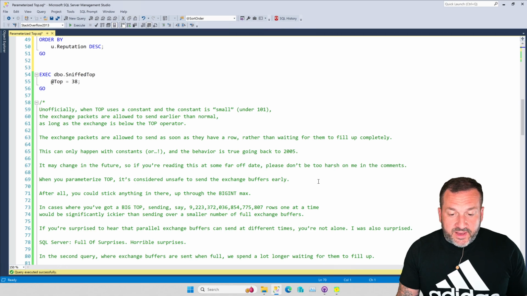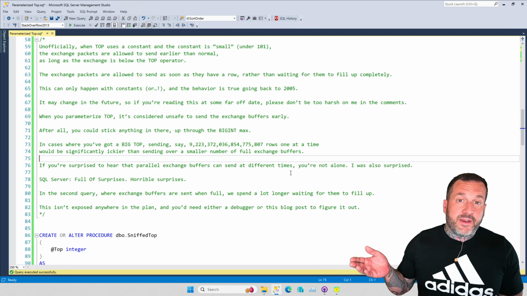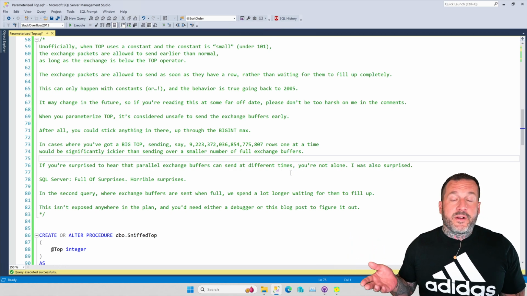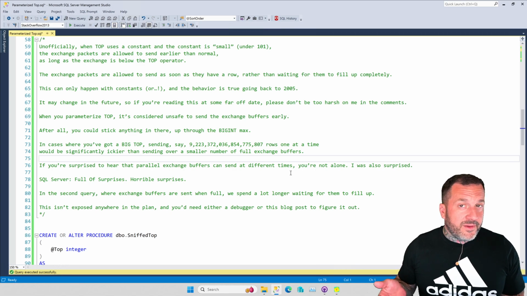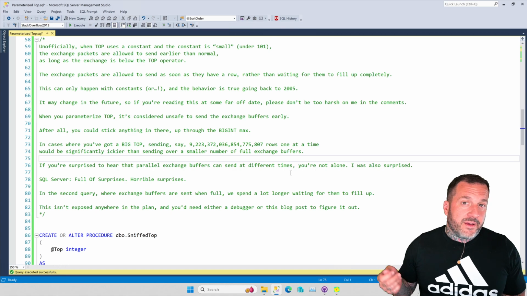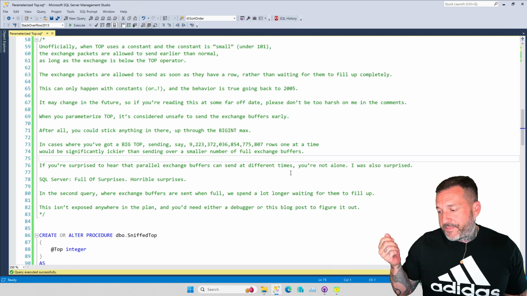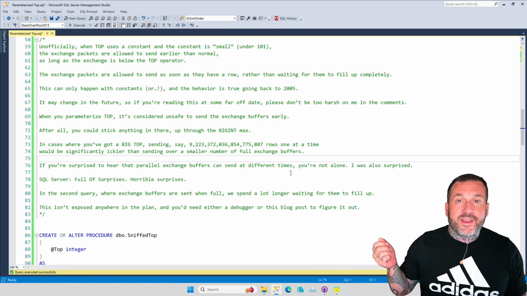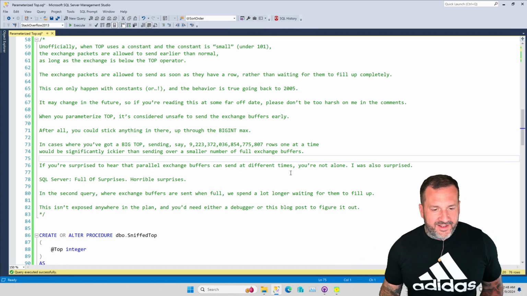If you're surprised to hear that parallel exchange buffers can send at different times, depending on different situations, you're not alone. I was also very surprised. Not in a good way. Not in a, I get a golden ticket. It was more like when the doctor calls you on a weekend, you're like, what happened?